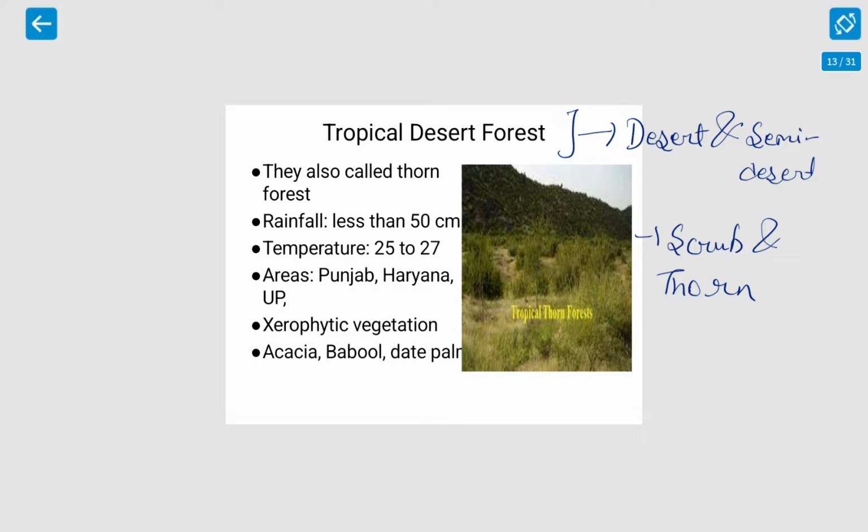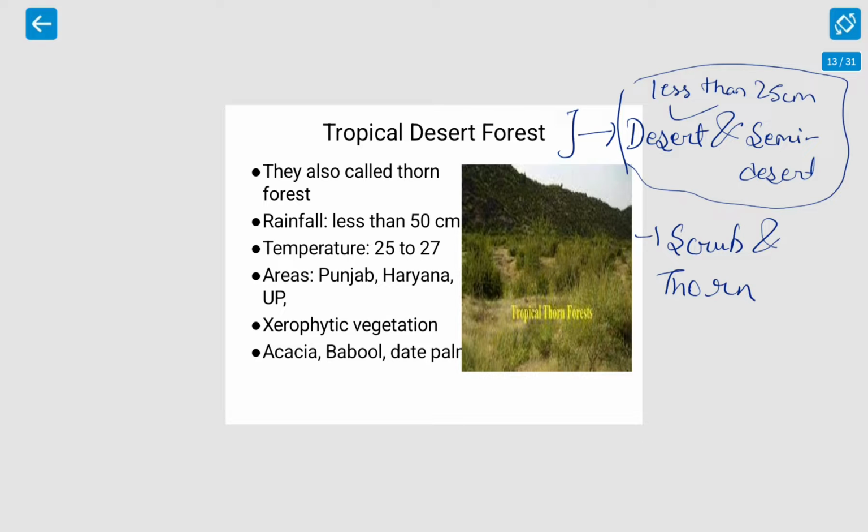So first I will be doing the desert and semi-desert one. This is also called the thorn forest sometimes. It is found in the area of average temperature 25 degrees to 27 degrees Celsius, you can see here. And in desert and semi-desert vegetation, the rainfall is less than 25 centimeter or less than 50 centimeter also, you can say. Okay, and it is found in areas like Rajasthan and dry parts of the Deccan area, which is lying in the rain shadow region, and some parts of Kutch and Saurashtra which are present in Gujarat.